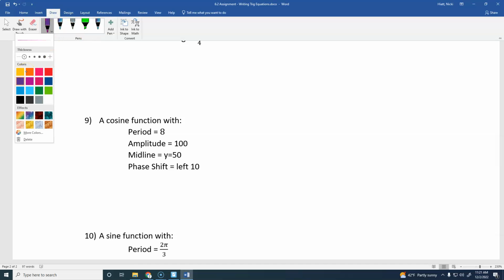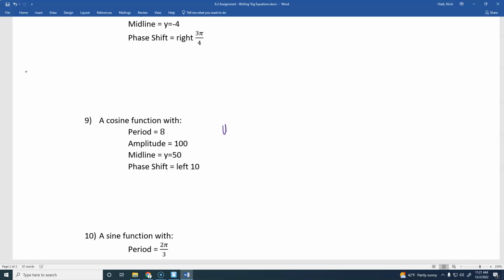All right. There are 2 parts that should be pretty easy to come up with, right? Amplitude is 100. We'll have cosine, and I'm going to put bx plus c right here, and our midline's 50, so we should have a plus 50 on the end. So amplitude and midline are just plugged in.